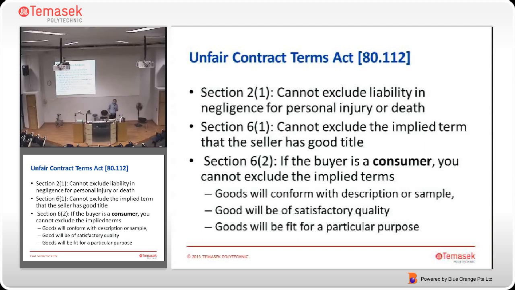Section 6.1, this one is important. You cannot exclude the implied term that the seller has good title. Also, if the buyer is a consumer, as opposed to a business, meaning you and I going to a retail store, you cannot exclude the implied terms, those three: description, sample, satisfactory. So cannot.